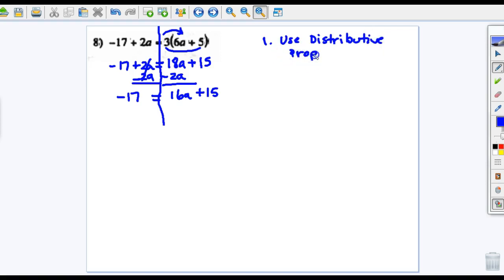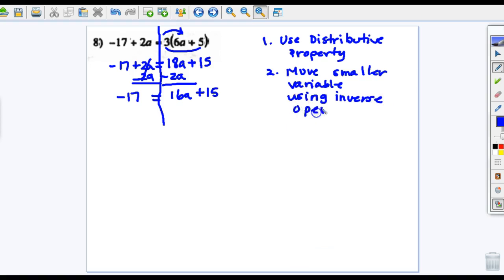My second step was to use the inverse, right? So I'm going to say I move smaller variable using inverse operation. And now my third step is going to be to move my whole number using inverse operation. So inverse again.